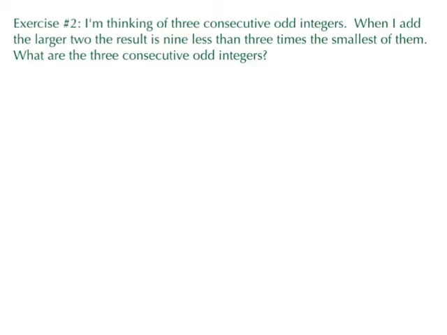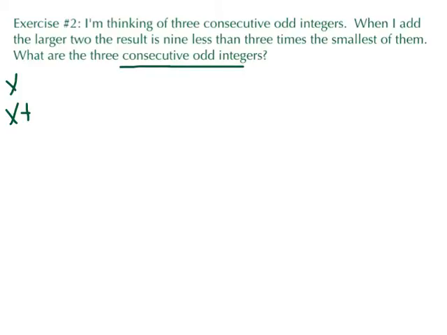Exercise 2. I'm thinking of three consecutive odd integers. When I add the larger two, the result is 9 less than 3 times the smallest of them. What are the three consecutive odd integers? Well, the first thing we're going to do is set up our three let statements. So x plus 1, they're consecutive odd integers. Let me back that up. It's not going to be x plus 1. Forgot about that.